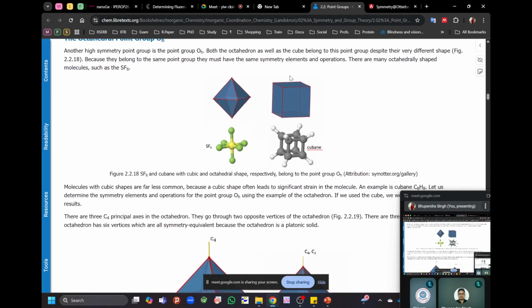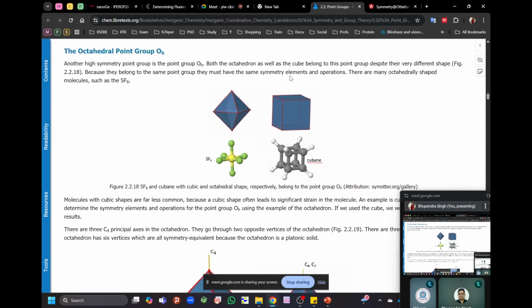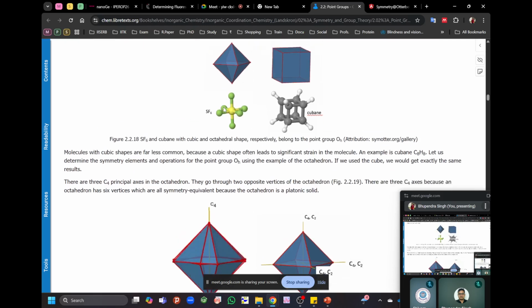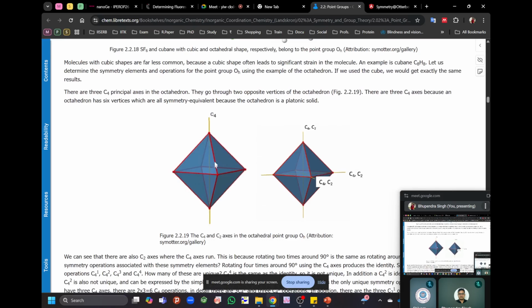Next, octahedral. You have given the correct answer, but still I will show you the symmetry elements and others. Okay, so see, this is SF4. This will look like octahedron. This is your cubic, it will look like a box. So let's take this one. Here the animation is present. Look how the C4 is present here. See, are you able to see?